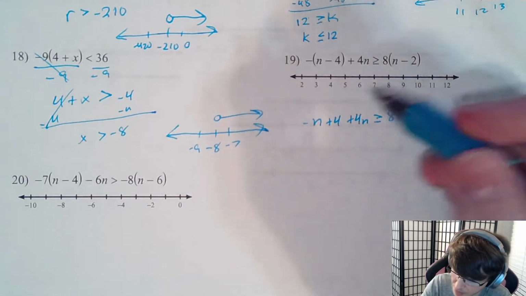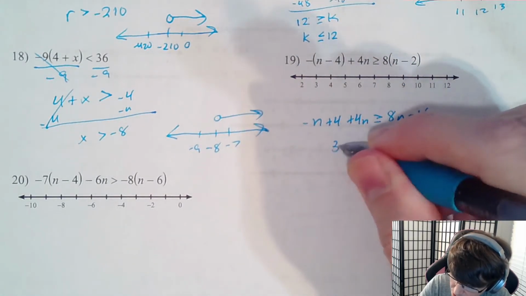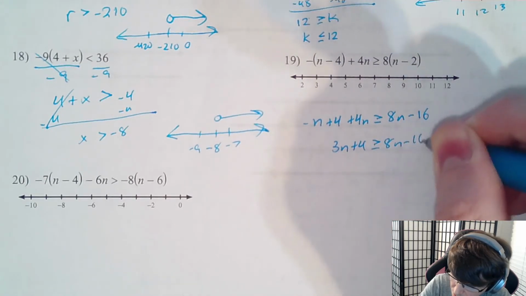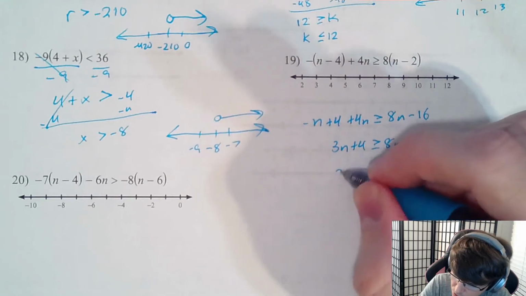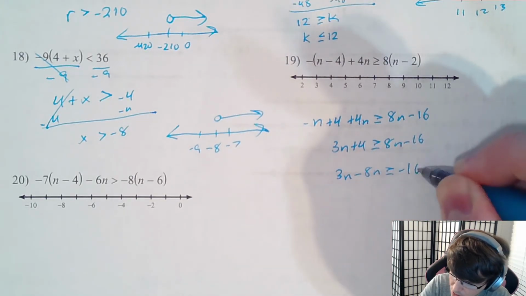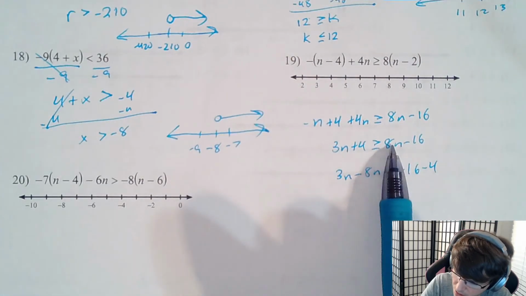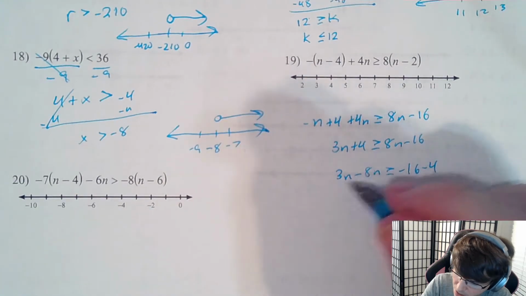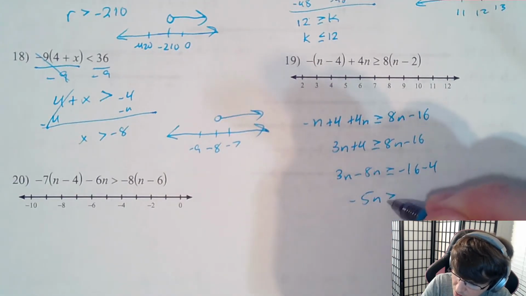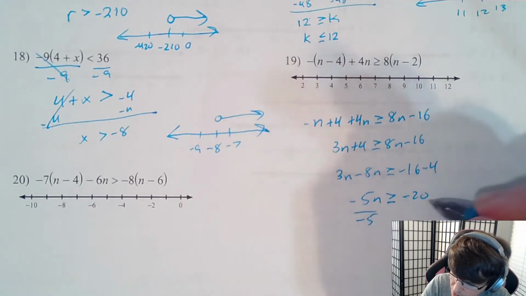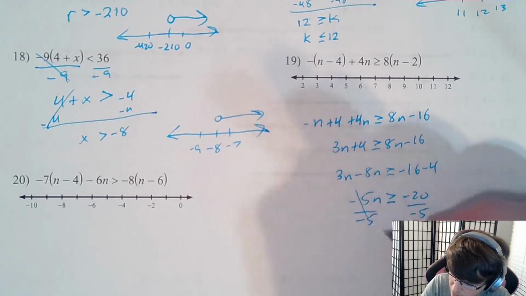Anyways, we distributed the 8. Negative n and positive 4n is 3n plus 4 greater than or equal to. Copy. Do the switcheroo. 3n minus 8n greater than or equal to negative 16 minus 4. So again, 8 to the left became negative, 4 to the right became negative. 3 minus 8 is negative 5n greater than or equal to negative 20. Divide both sides by negative 5. We divided by a negative, so we flip the sign. n is greater than or equal to 4.